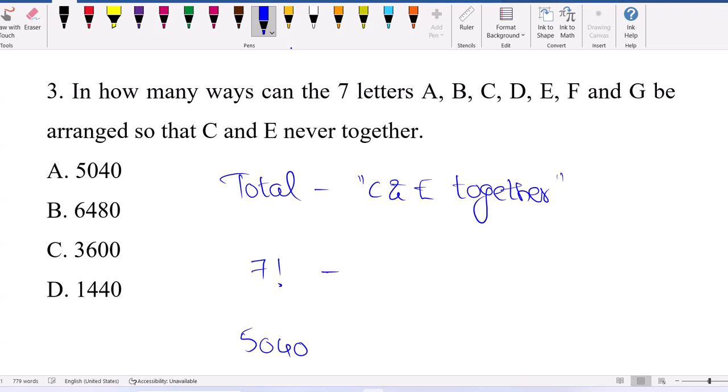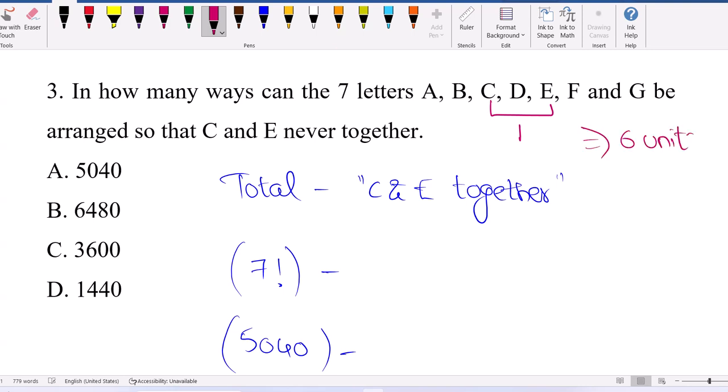Now, the other thing is you need to know C and D together. If C and D are together, we can consider those as only one unit. Total 7 letters; if we remove C and D, 5 letters are there, and with this one we get 6 units totally. 5 letters, that is 5 units, and C and D together as 1 unit. 6 units can be arranged in 6 factorial ways. C and D internally can be arranged in 2 factorial.